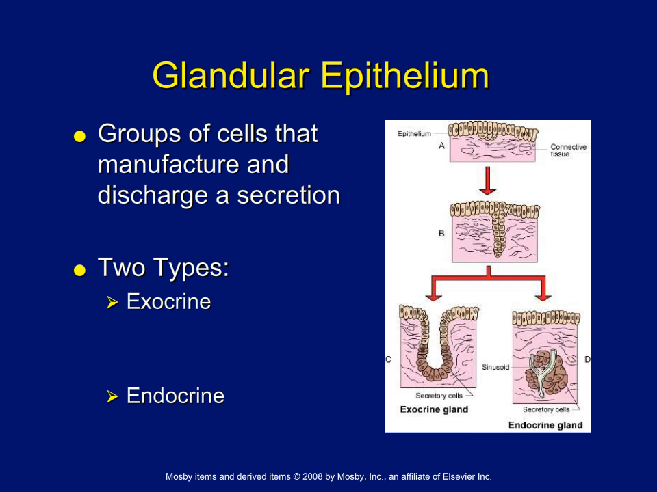But there's also epithelium that serve as glands. And glands are basically just groups of epithelial cells that manufacture and discharge some sort of excretion. And so epithelial glands can be classified into one of two different types depending on whether or not they have a duct. And so exocrine glands are glands which do have a duct and secrete things which basically come out on a body surface. For example, take a look at the gland in the bottom left.